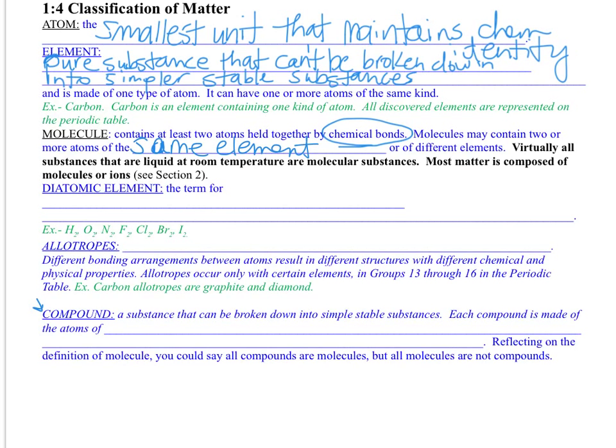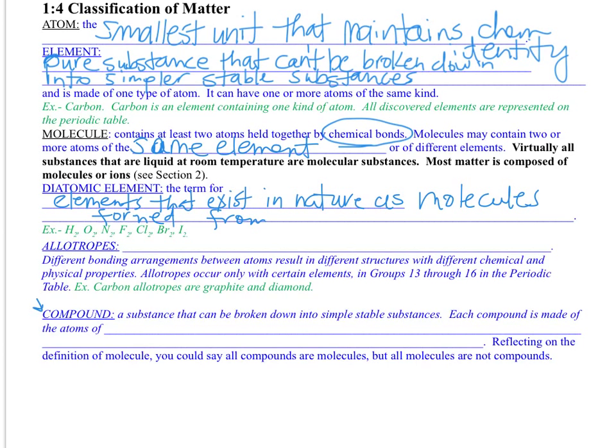So, a diatomic element is the term for the elements that exist in nature as molecules formed from two of the same atom. And I'm sure you realize what di means.